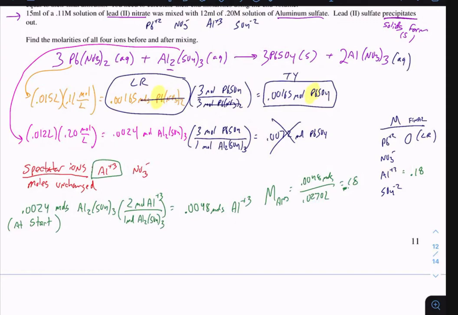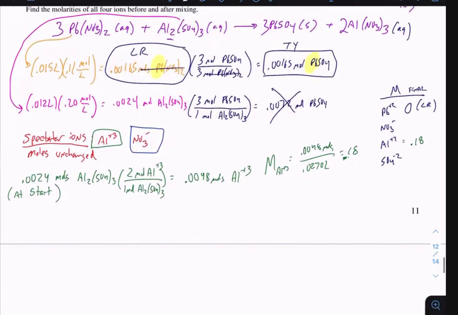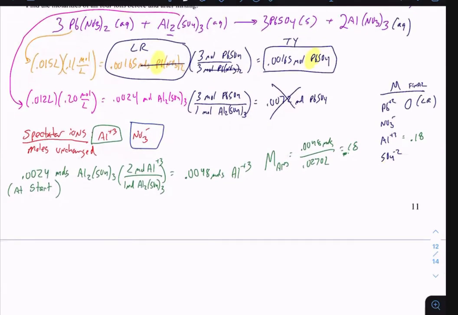All right, let's do the same process for nitrate. I'll use blue for nitrate. So I need to find the beginning moles of our source of nitrate. Guys, can you tell me what number is the value for our beginning moles of the nitrate-containing compound? Yeah, 0.00165, yes. 0.00165 moles of lead nitrate at the start.